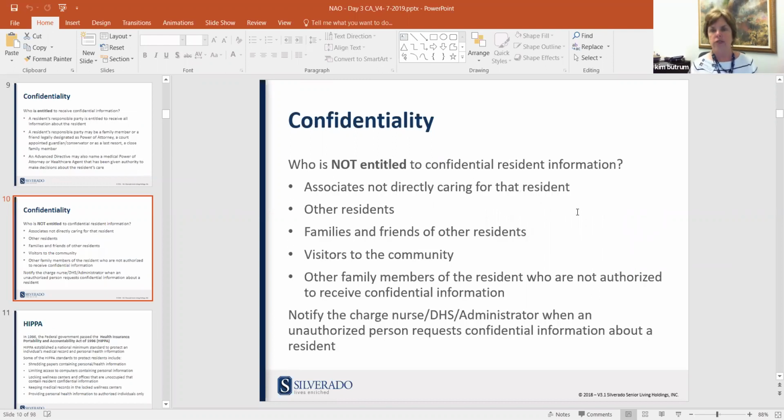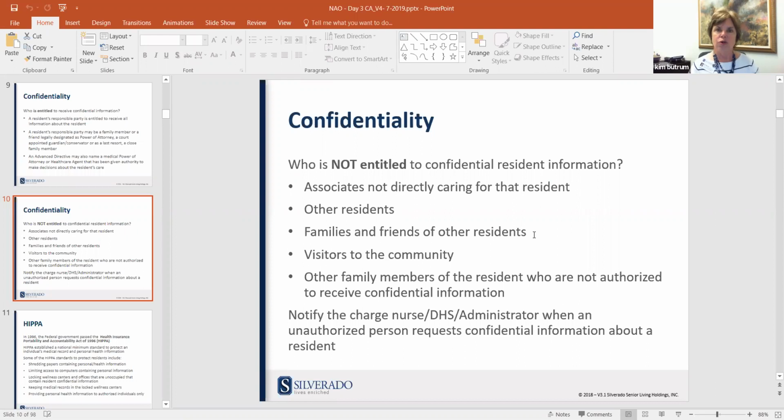Who is not entitled to confidential information about a resident? Well, any associates not directly caring for that resident, other residents, families and friends of other residents. And this happens frequently in our communities where families get very close to all of our residents, and so they might notice that one of our residents is not in the community, and they might start asking questions. They might ask you, where's Tom? Is he at the hospital? Did he have a fall? What's happened to Tom? And that's information that we cannot share unless that person's entitled to the information, which would only be the responsible party of that resident.